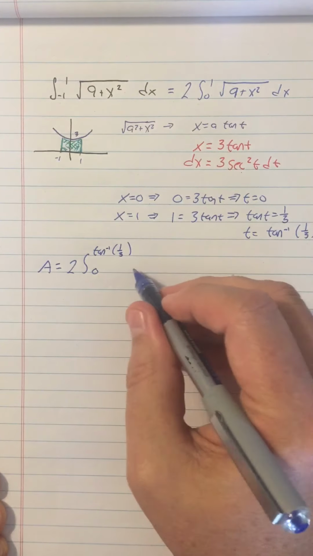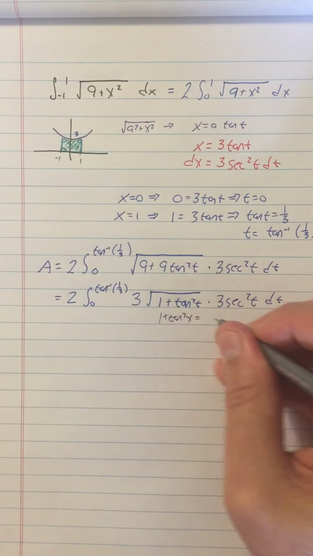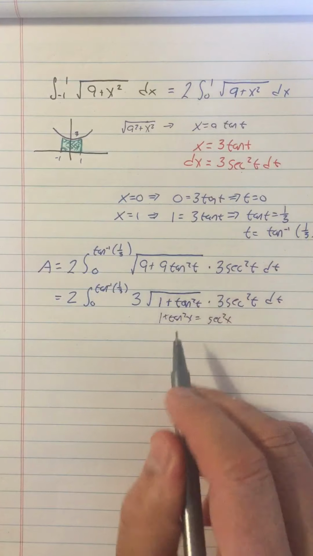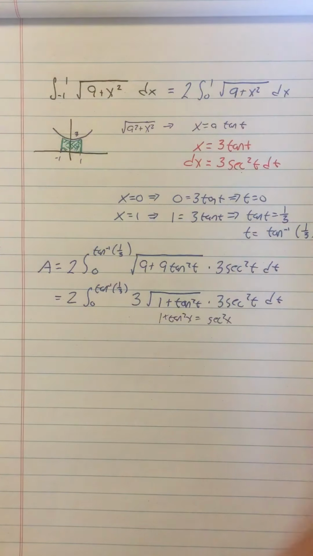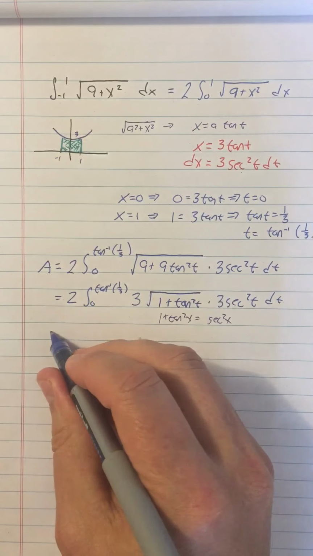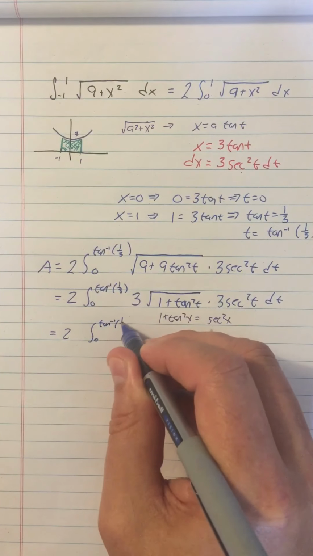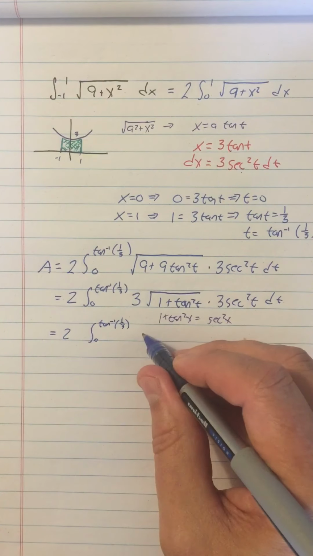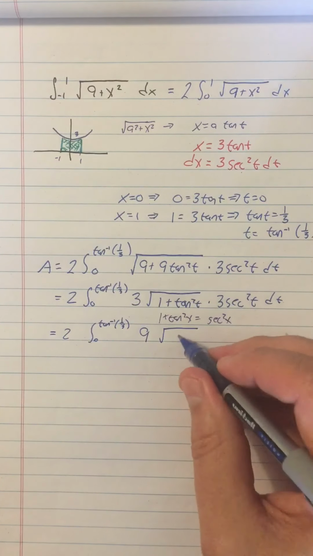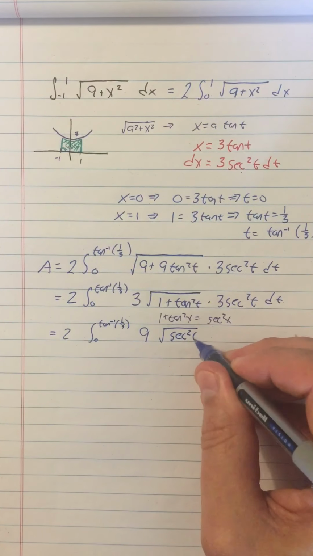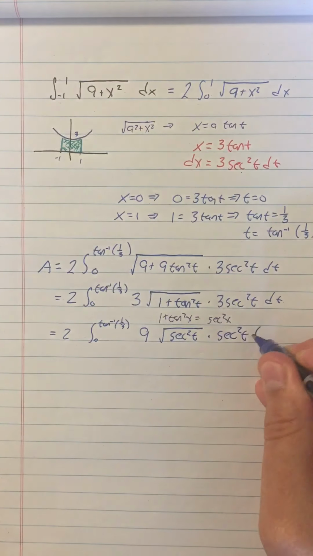Well, I know that 1 plus tangent squared is equal to secant squared. That's the reason we use tangent, because it has an identity that has a plus sign in it. So we'll go ahead and use that. So I have 2 times the integral from 0 to inverse tangent of 1/3. Let's go ahead and put the 3's together. We got 9, and then I have square root of, instead of 1 plus tangent squared, secant squared t. I've already put that 3, so now I just have secant squared t dt.